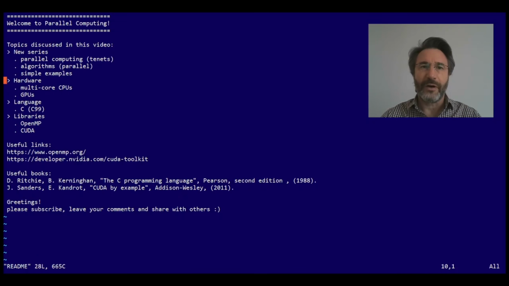The hardware that we are going to target in this series of videos is going to be essentially multi-core CPUs. So if you have a computer with more than one core, you can actually follow this series. And I will also focus a little bit on GPUs, so I will introduce a little bit of C programming with GPUs. The language, by the way, is going to be C, in particular C99, and the libraries that I'm going to introduce in this series are going to be OpenMP and CUDA.